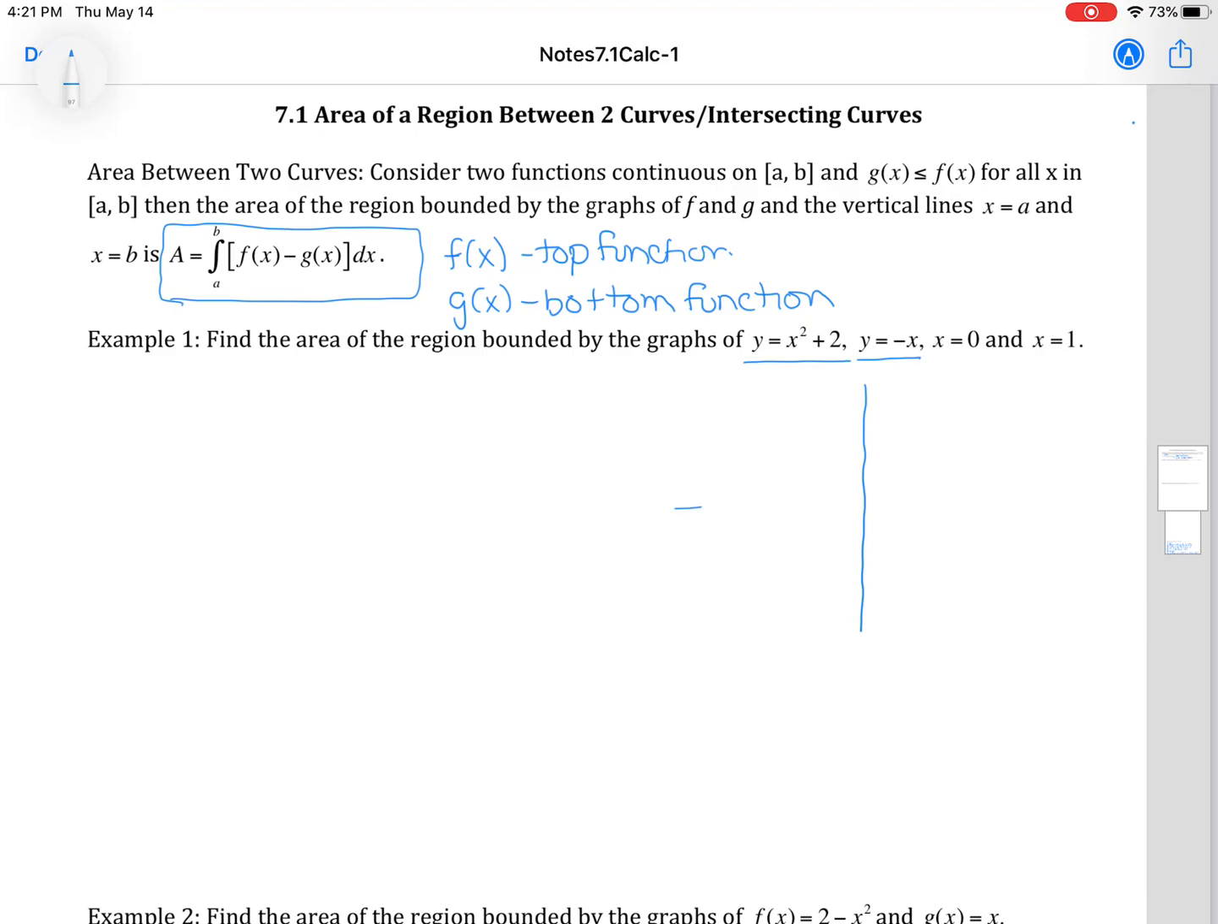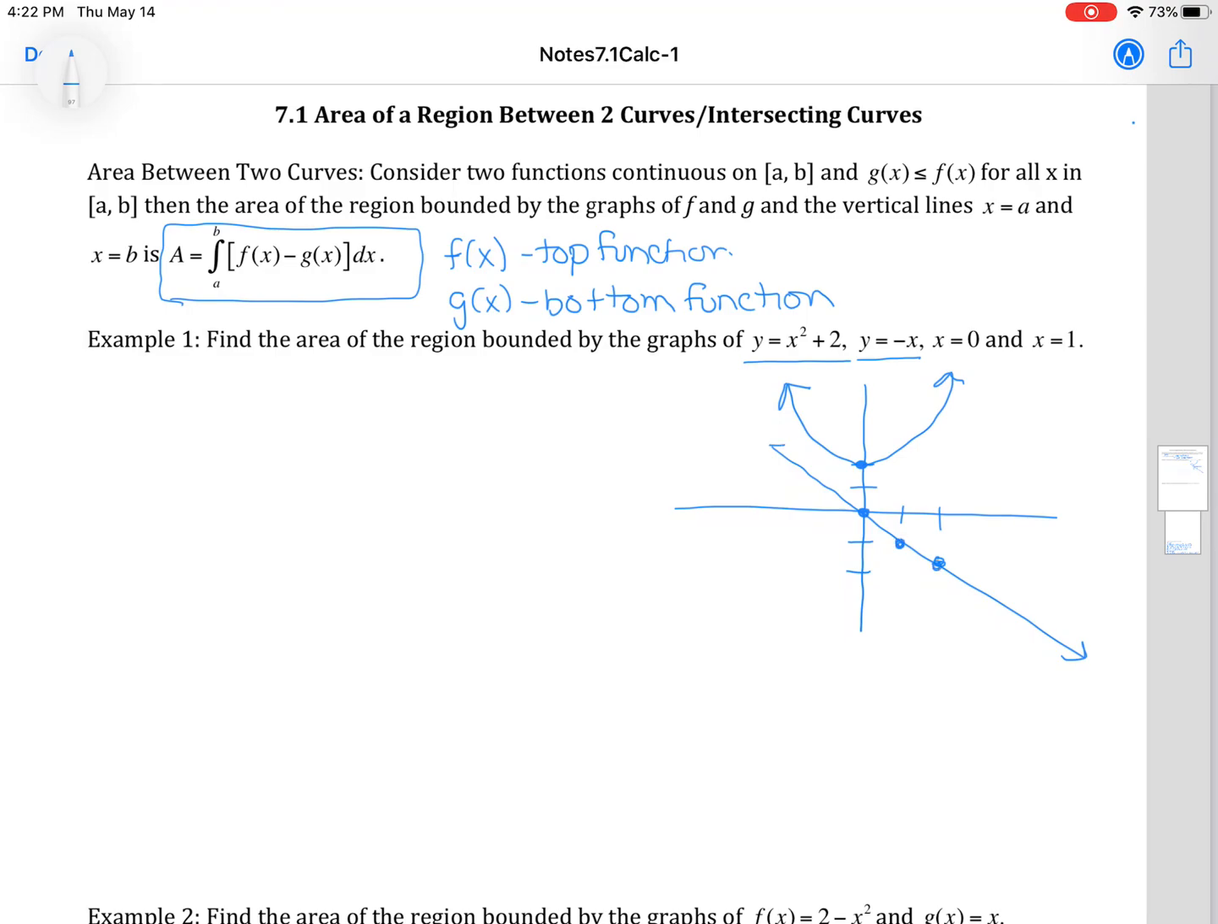So we're going to graph it first, and I'm going to graph it over here. Okay, well, y equals x squared plus 2, that is a parabola. That has a y-intercept of 2. And it's a positive x squared, so it opens up. All right, y equals negative x has a y-intercept of 0 and a slope of negative 1. So we're going to go down 1 to the right 1, down 1 to the right 1, and you're going to make a line.